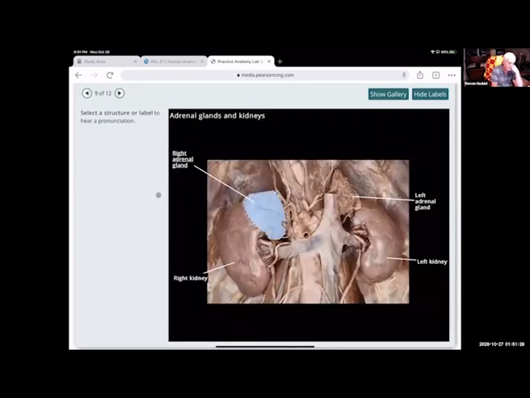Adrenal glands, or suprarenal glands. You can see your kidneys. Kidneys are obvious. Right kidney, left kidney. Above each kidney sits an adrenal gland, a left adrenal gland and a right adrenal gland, or suprarenal gland. There are 2 layers of the adrenal glands. What are they? The outer layer is called the what?